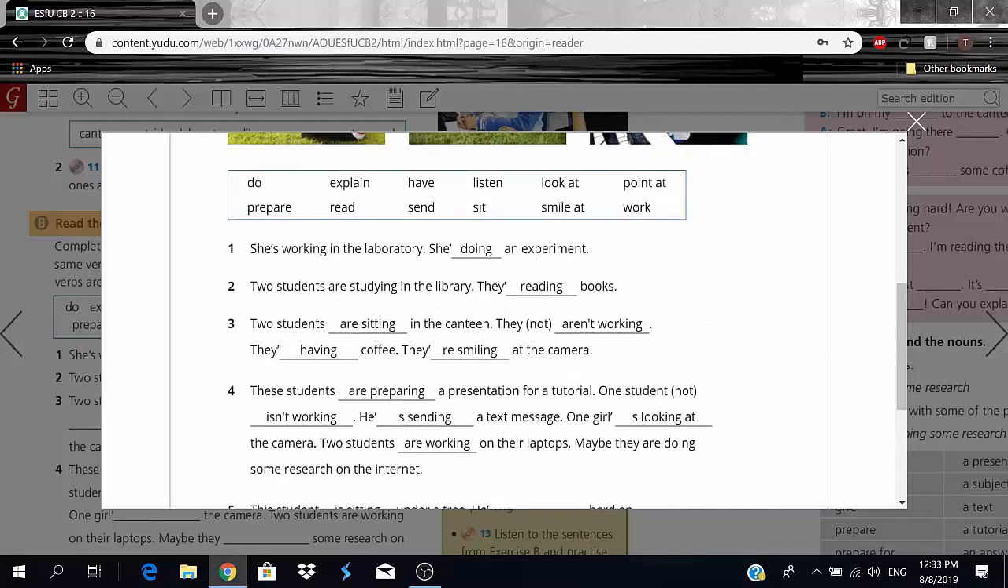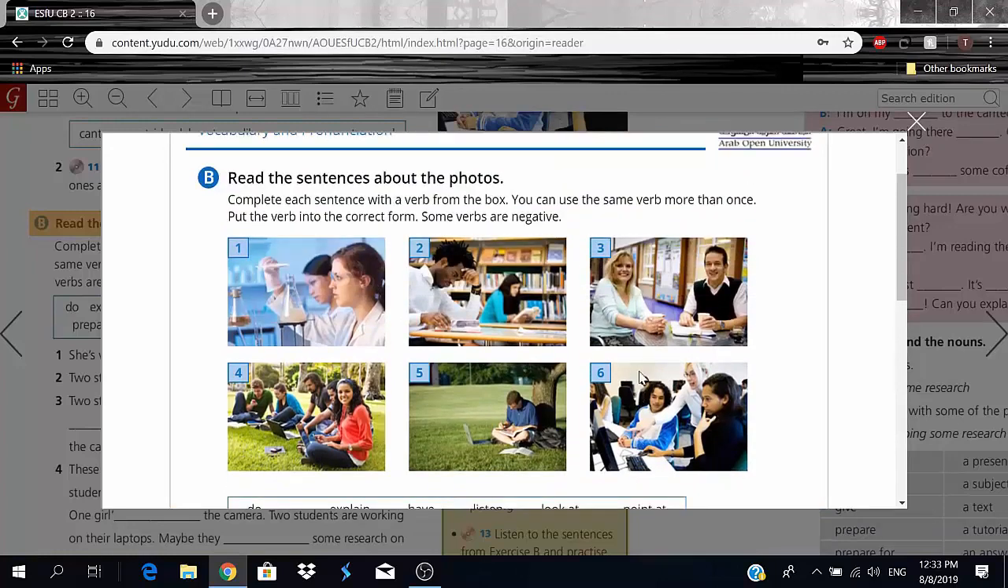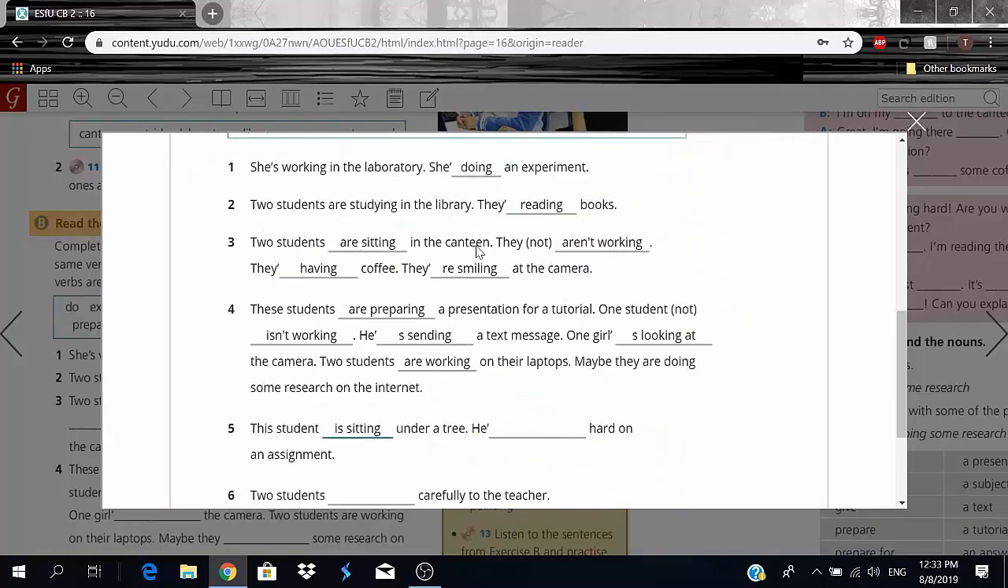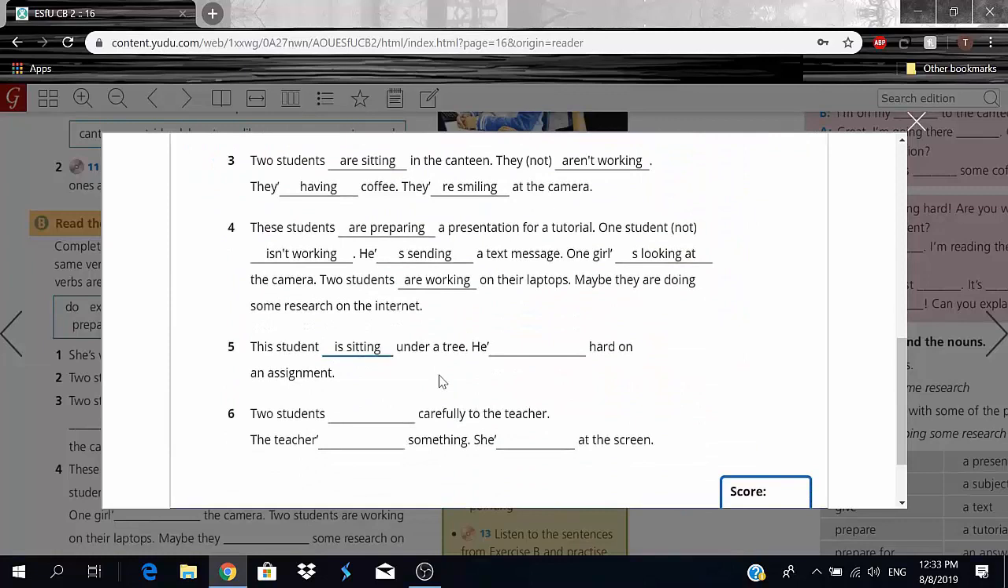Alright, so in the exercise he said that we can use the verb from the box as many times as we like, but we have to change the form to the appropriate form, basically. So this student is sitting under a tree. As a continuation, he's working hard on an assignment.